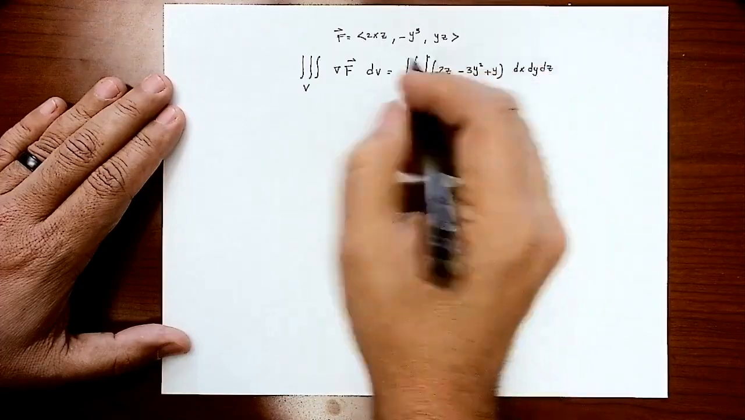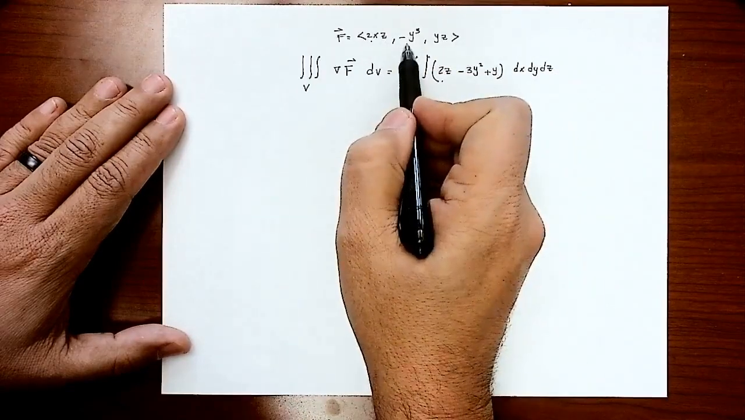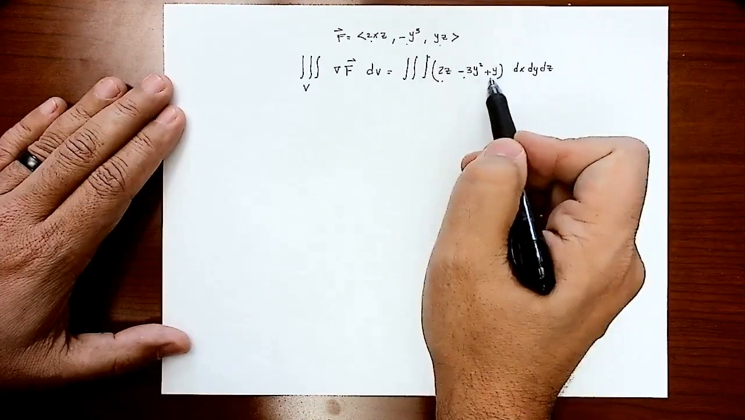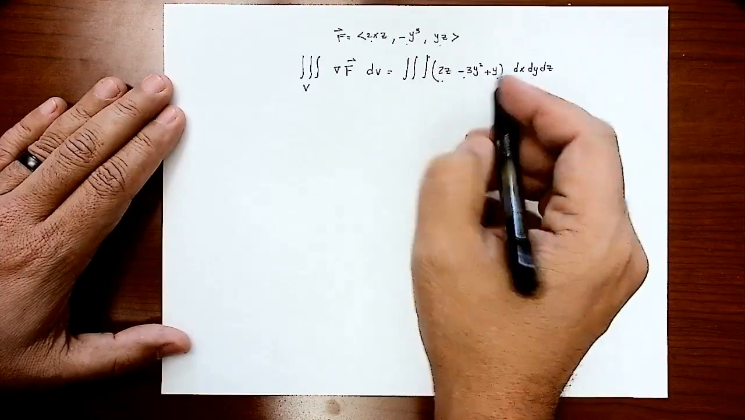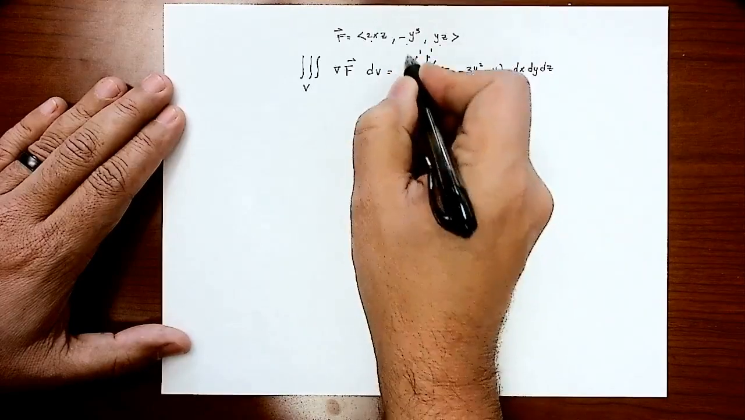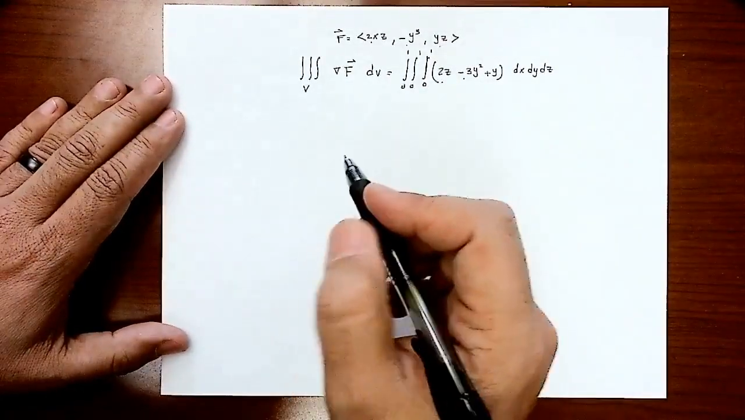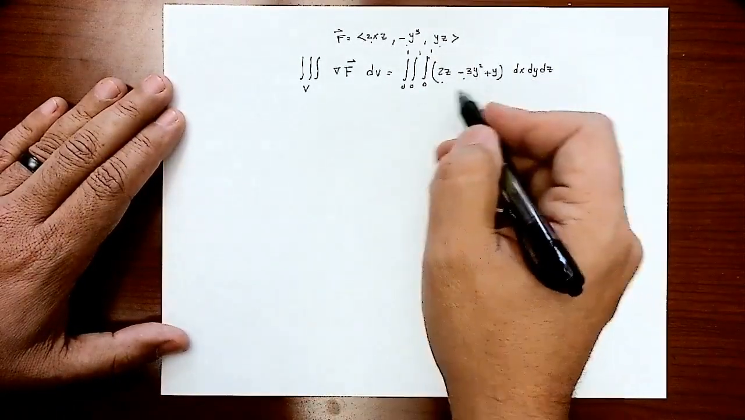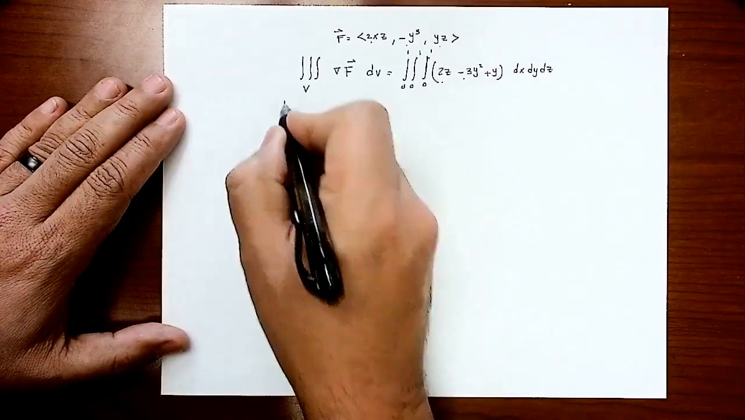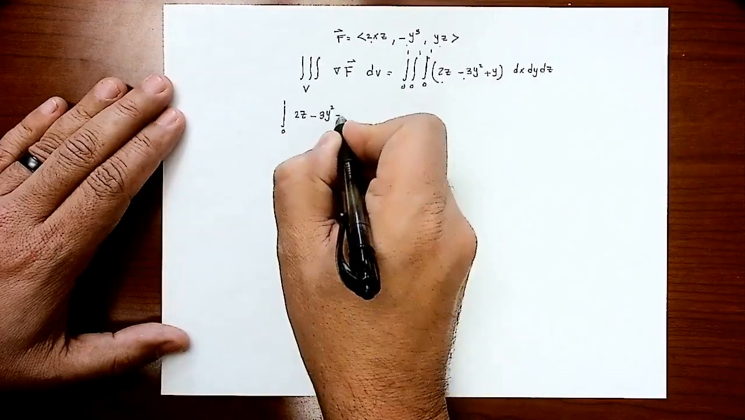So I differentiated the first term relative to x, so I got 2z. This is relative to y, I got minus 3y squared. This is relative to z, so the y is constant, so it comes here. Then I'm going to integrate that from 0 to 1, 0 to 1, 0 to 1. Again, the order is not really important here. So I will start first by integrating relative to z. It's much easier. So I will integrate from 0 to 1, 2z minus 3y squared plus y.